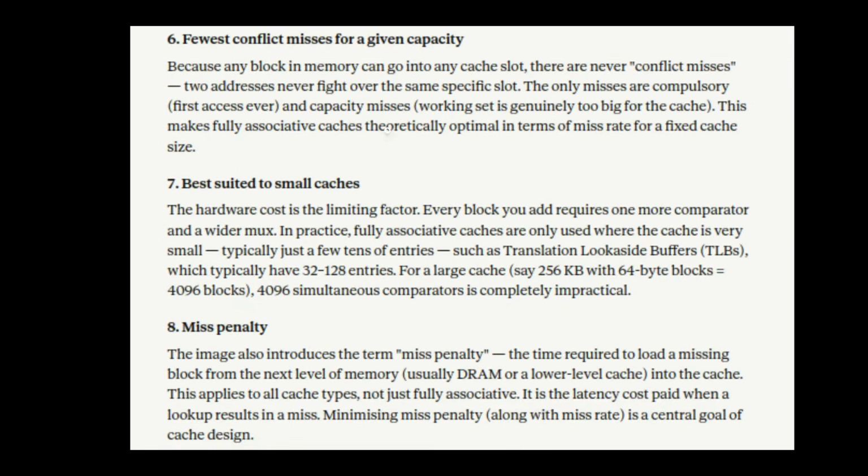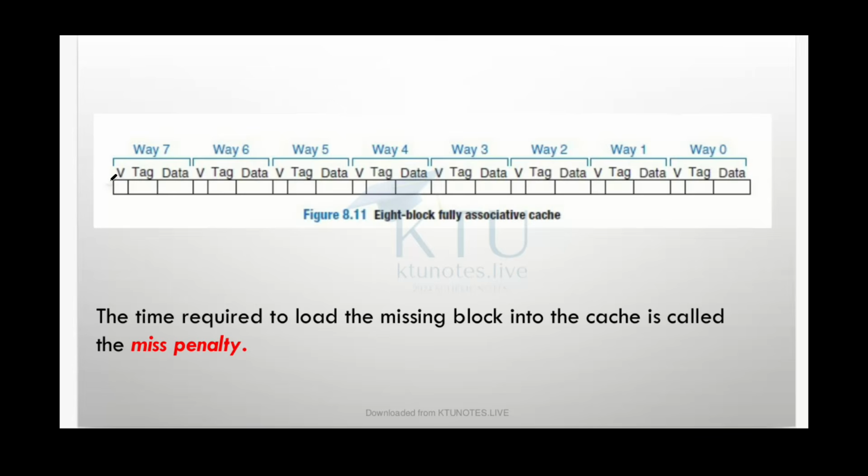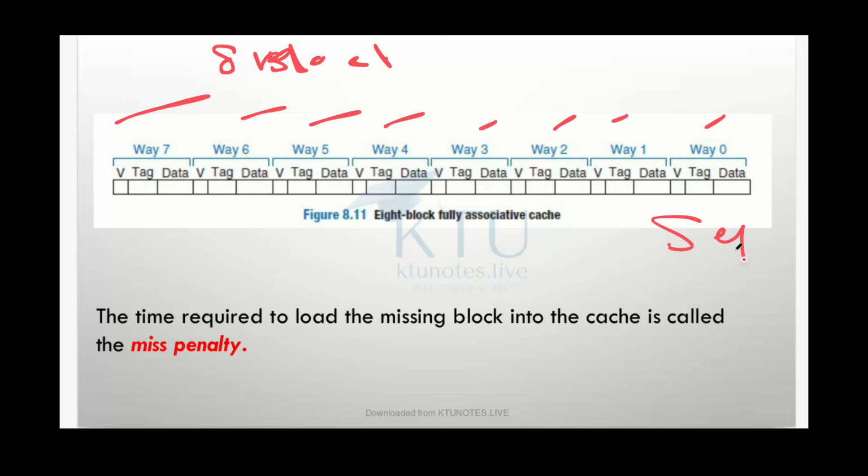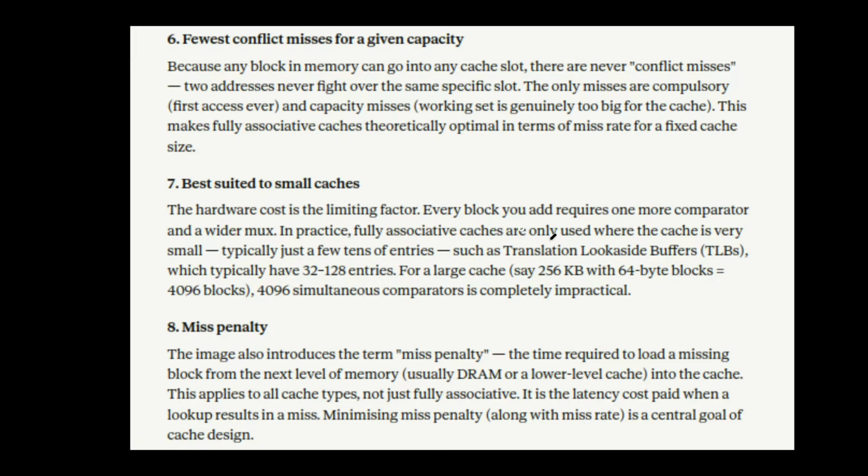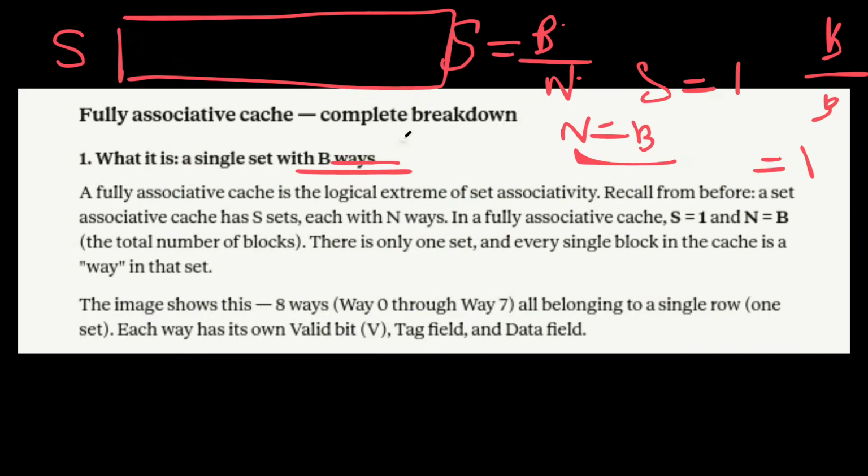That means if you see here in this image, this is my single set. Let's say I have 8 blocks in it. So this single set can have 8 ways: way0, way1, way2, way3, way4, way5, way6, way7. And anywhere in this single set, let's say this is set 0, I can put my address. My address can be in any of these ways. So that is what is written.